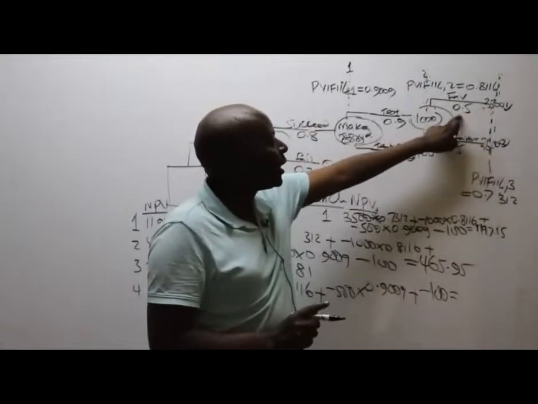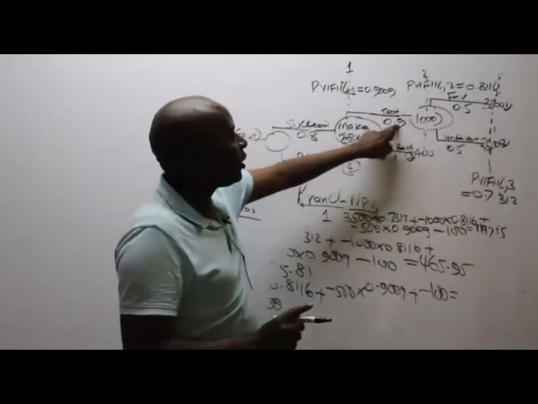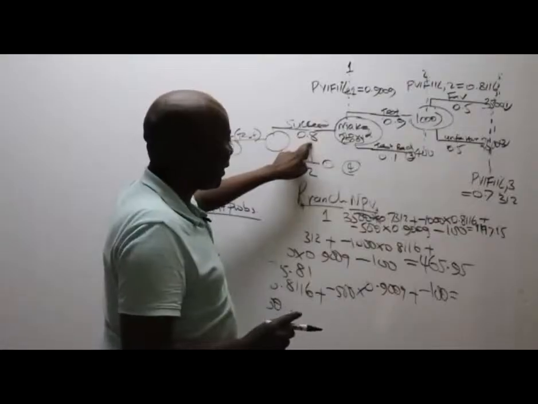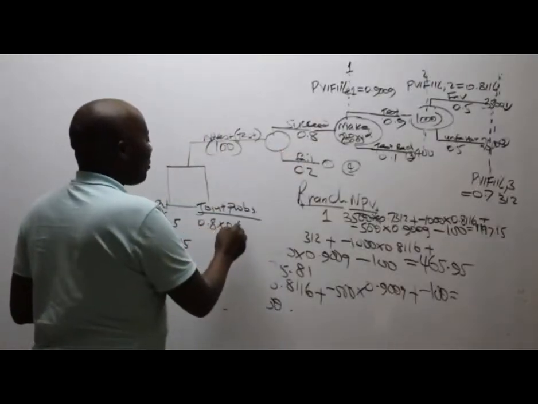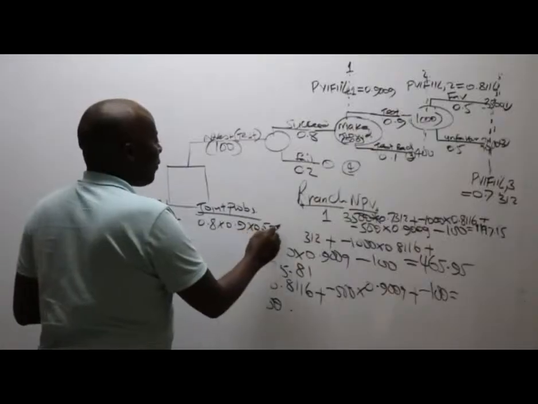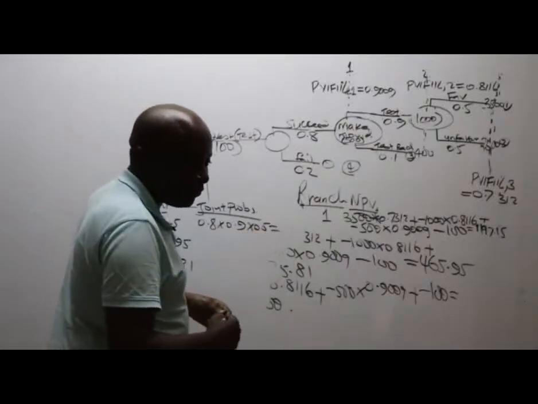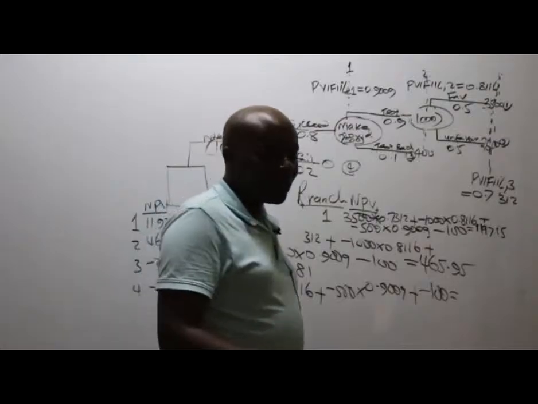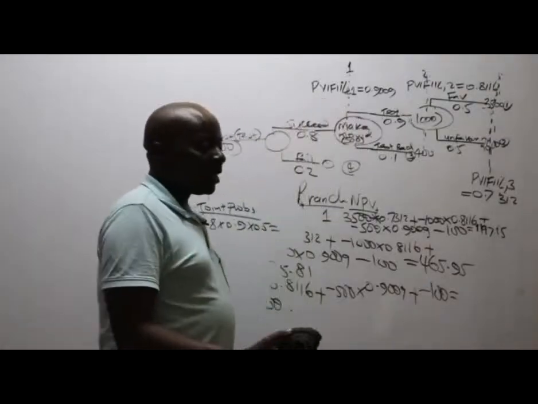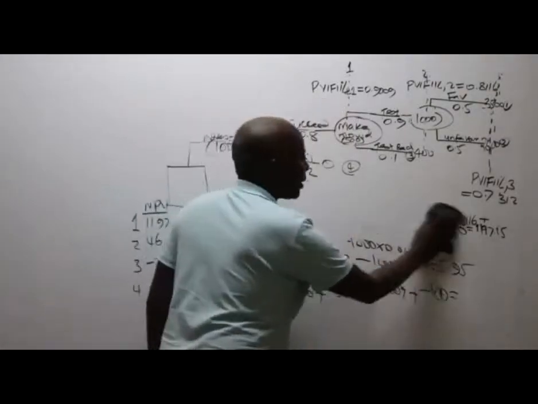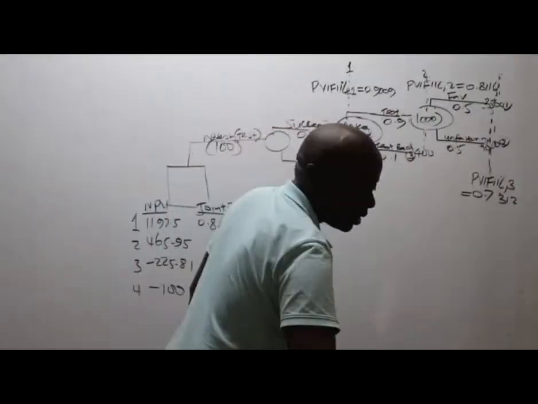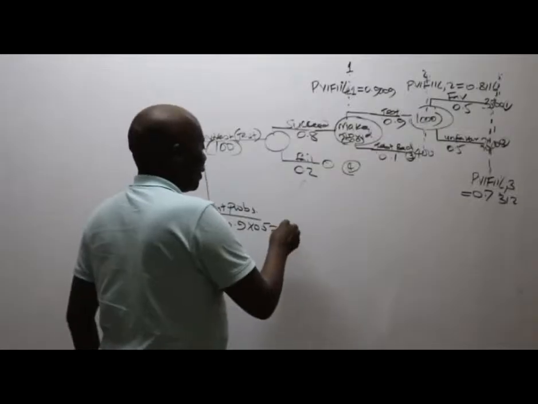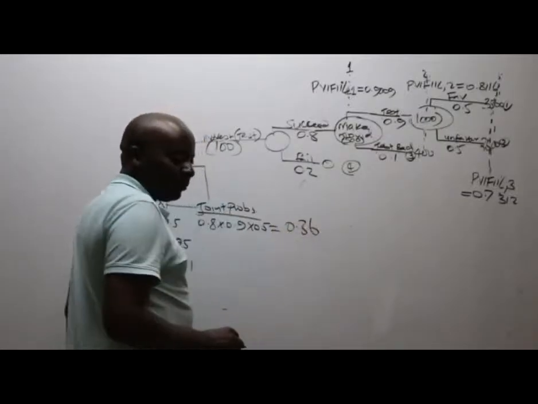So for road number 1, I can see 0.5, I can see 0.9, I can see 0.8. So the probabilities here will be 0.8 times 0.9 times 0.5. Is there somebody who can give me the answer for the joint probability for the first road? Liz tells me this is 0.36. Is that true? Thank you very much.